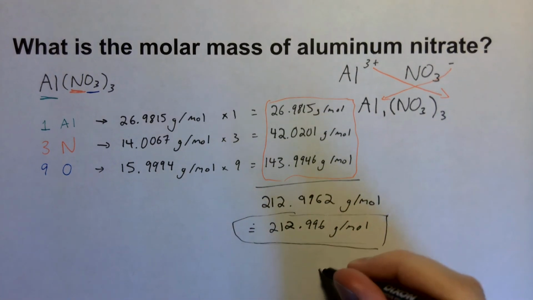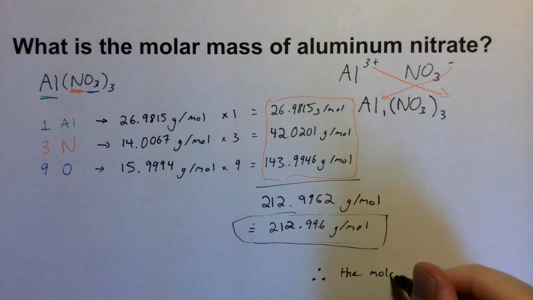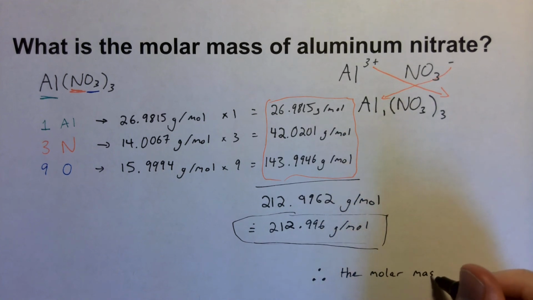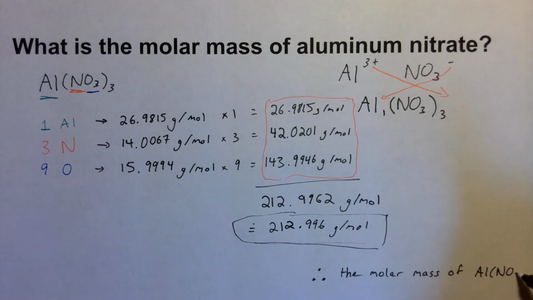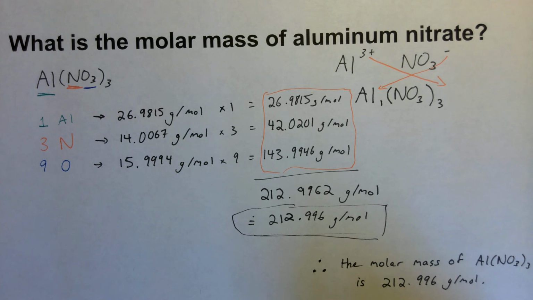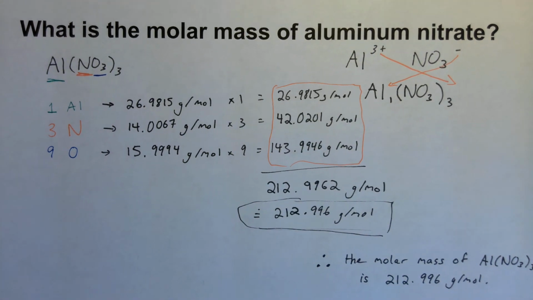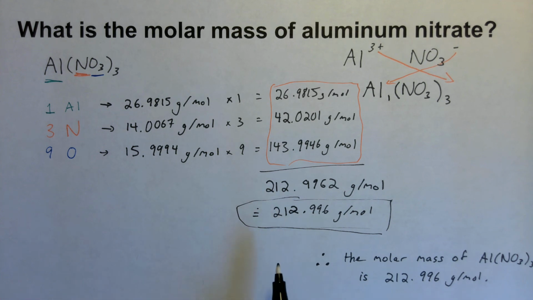So that's the molar mass, and then to finish off this question, therefore, the molar mass of aluminum nitrate is 212.996 grams per mole. And there we have it. We have now a complete solution for the molar mass of aluminum nitrate.